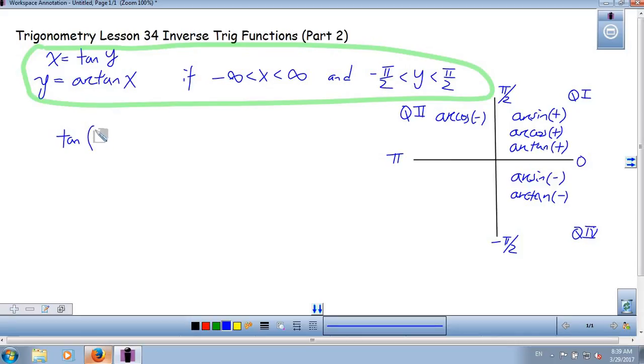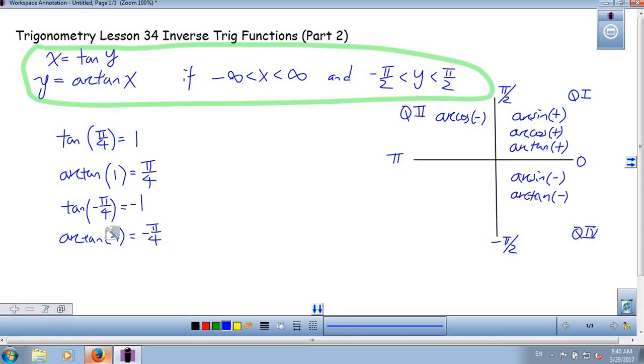So let's go ahead and take a look at this now. Let's say tangent of pi over 4 is equal to 1. So that means arctan of 1 should give us pi over 4. Now tangent of negative pi over 4 is equal to negative 1. So that means arctan of negative 1 will be equal to negative pi over 4. But this is not always so, because those two angles I gave you as examples are in quadrant 1 and quadrant 4, so they return very beautifully.